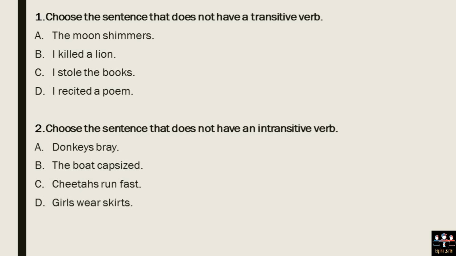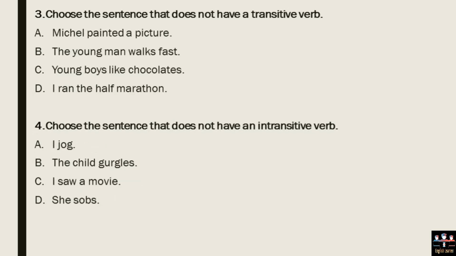Number 2. Choose the sentence that doesn't have an intransitive verb. A. Donkeys bray. B. The boat capsized. C. Cheetahs run fast. D. Girls wear skirts.